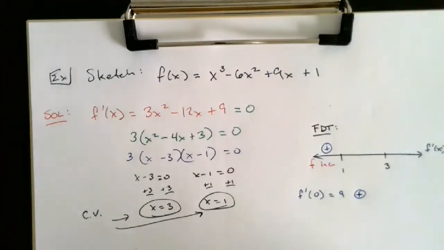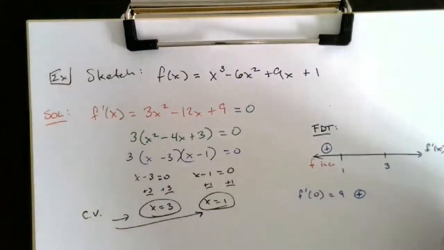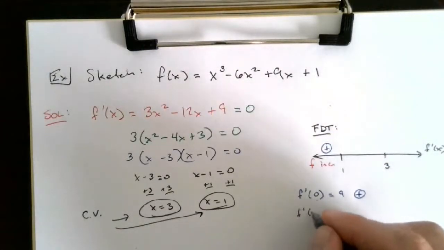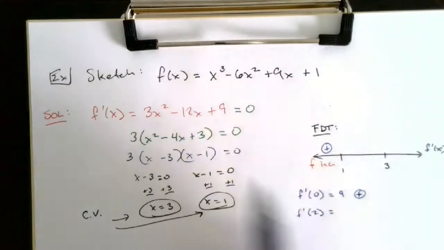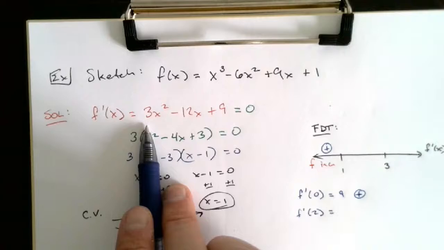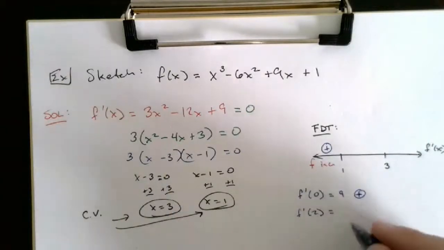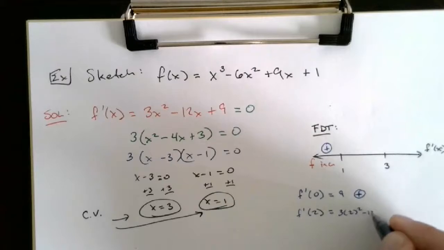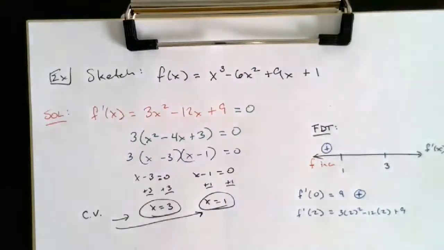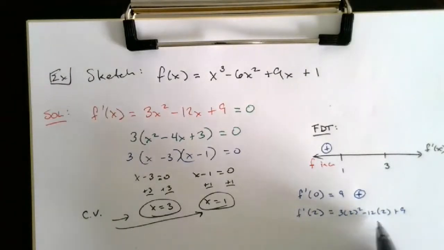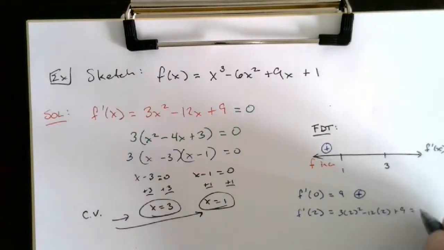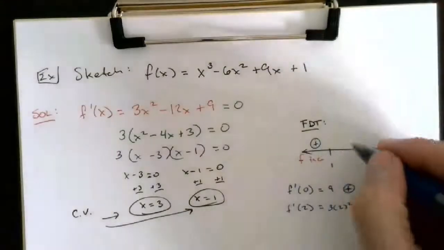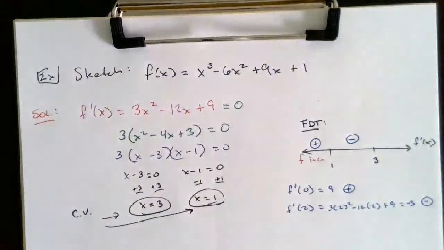Between 1 and 3, what value could I sub in? Well, 2 is probably the easiest. You could pick any value, but f prime of 2 is probably the easiest. Remember, subbing into f prime, you'd have 3 times 2 squared minus 12 times 2 plus 9. And you want to evaluate what you get from there. 2 squared is 4, 3 times 4 is 12. 12 minus 24 would be negative 12, plus 9 equals negative 3. The important thing, though, is that it's negative. So we know that between 1 and 3, our first derivative is negative, because at 2 it was negative, so everywhere in between it's going to be negative.